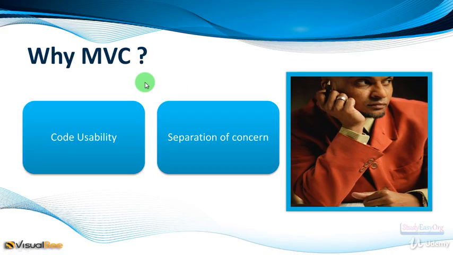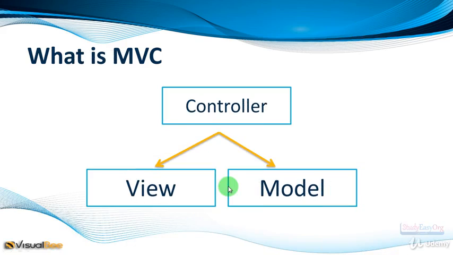Why MVC? Basically, MVC is used for code reusability and separation of concern. Code reusability is easy to understand: we can reuse the code. Let us understand what is separation of concern. Now, what are these concerns? These concerns are nothing but model, view, and controller.